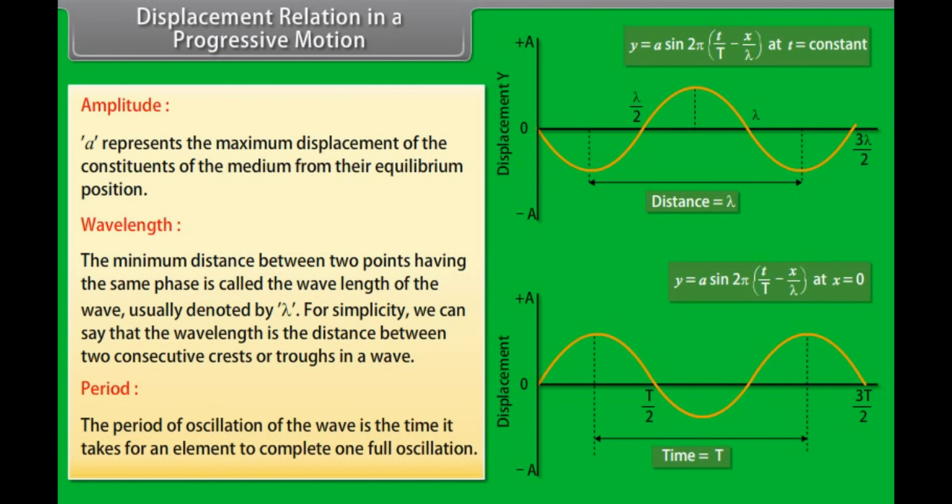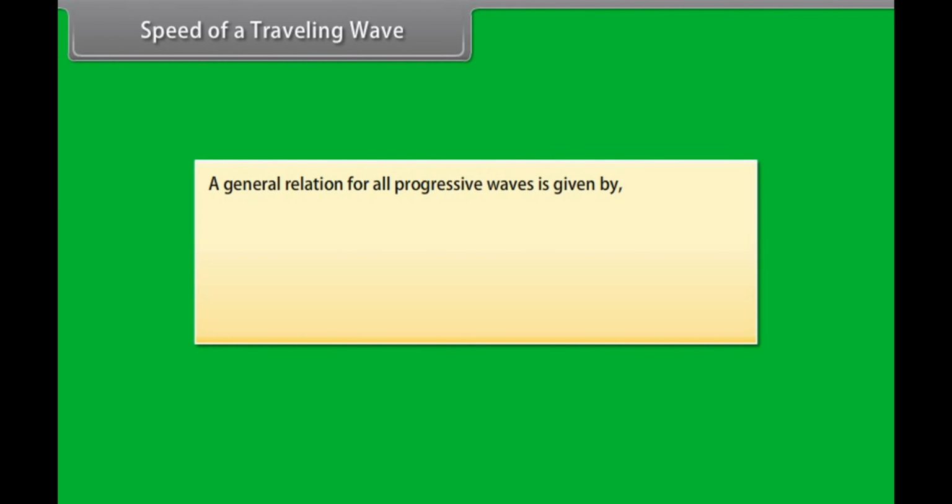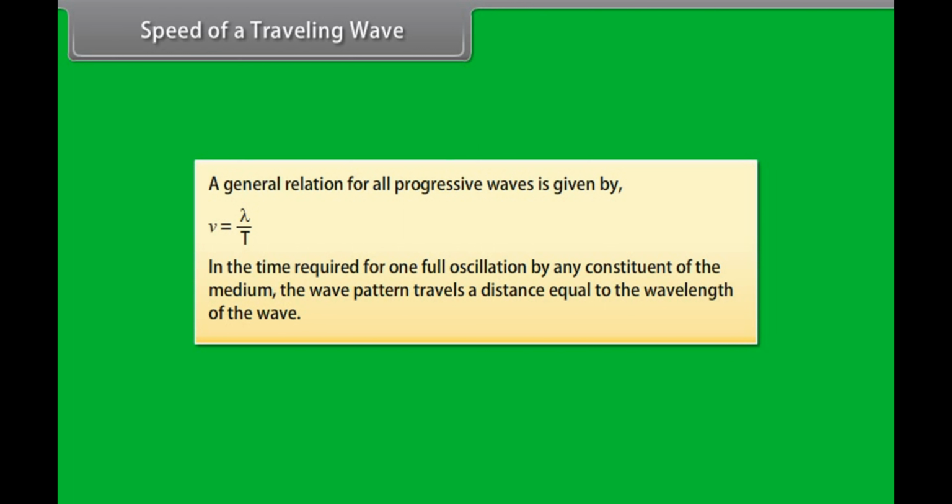Period. The period of oscillation of the wave is the time it takes for an element to complete one full oscillation. Speed of a traveling wave. A general relation for all progressive waves is given by v = λ/T. In the time required for one full oscillation by any constituent of the medium, the wave pattern travels a distance equal to the wavelength of the wave.